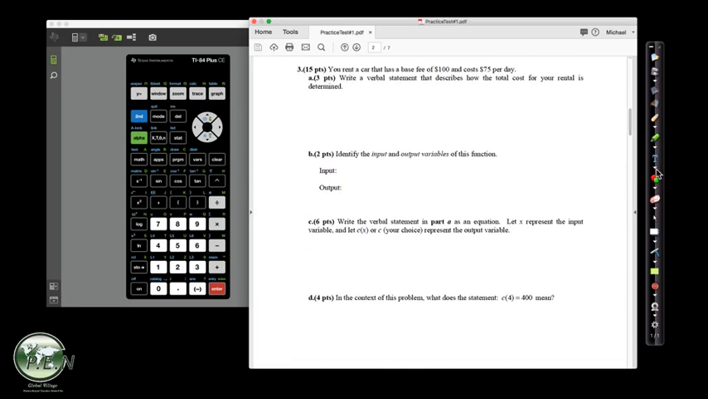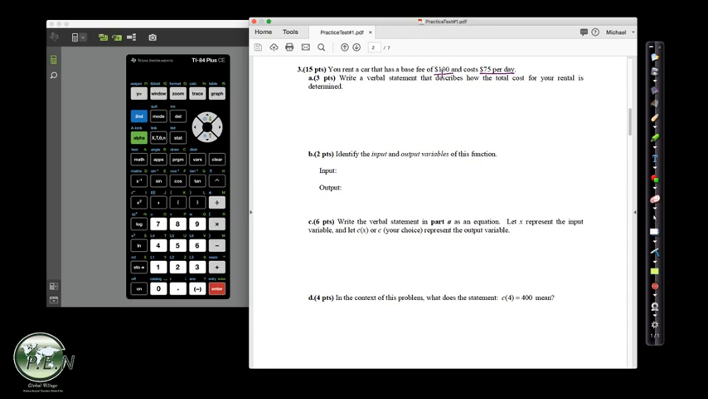Okay, you rent a car that has a base fee of $100 and costs $75 a day. So the two important numbers, $100 and then $75 per day. That's the changing amount, a base fee, and then a changing amount. This is going to go with the variable. Write a verbal statement that describes how the total cost of your rental is to be determined.